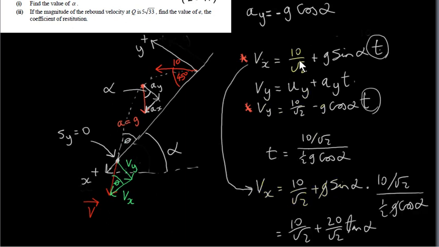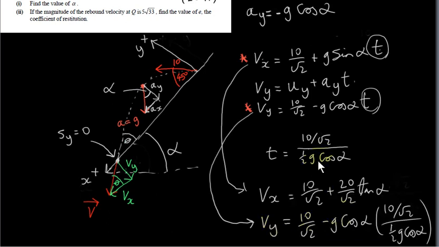So here is Vx. It's 10 over root 2 plus g sine alpha times t. So here is t plugged in here. The g's cancel. Sine alpha over cos alpha is tan alpha. And multiply above and below by 2 to get 20 over root 2 tan alpha. So that's Vx.